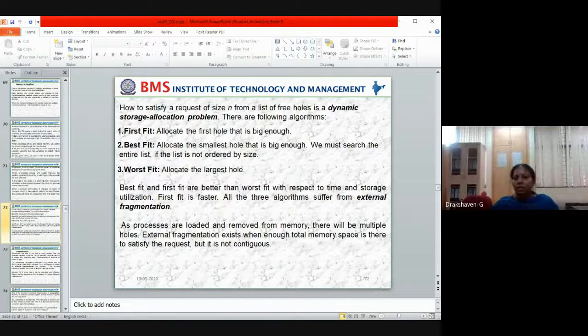To satisfy a request of size n from a list of free holes, we have the dynamic storage allocation problem. So what is the dynamic storage allocation problem? There are the following algorithms. First one is first fit. Akash is the first person to come and he asks for 20 GB. I gave him that, so now I have 80 GB left. First fit means starting from the beginning you check everything. Akash has come, I'll give him the first bench, and he sat in the first bench.